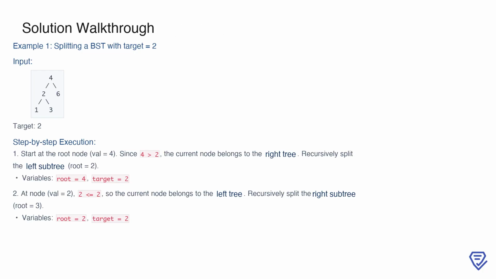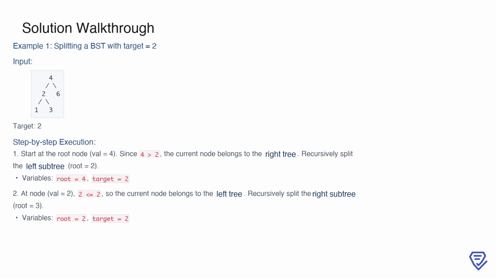To begin solving this problem, we start with the root node of the given BST, which has a value of 4. The target value is 2. Since 4 is greater than 2, this node will belong to the right tree. Therefore, we recursively focus on splitting the left subtree, which has the root node 2. At this point, our variables are root equals 4 and target equals 2.